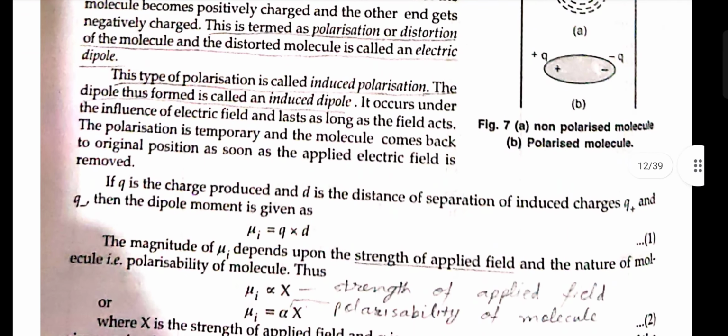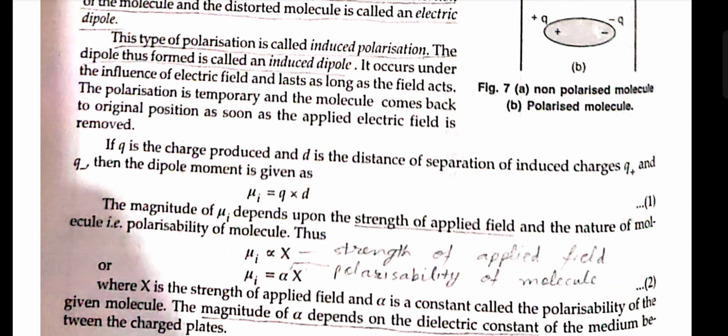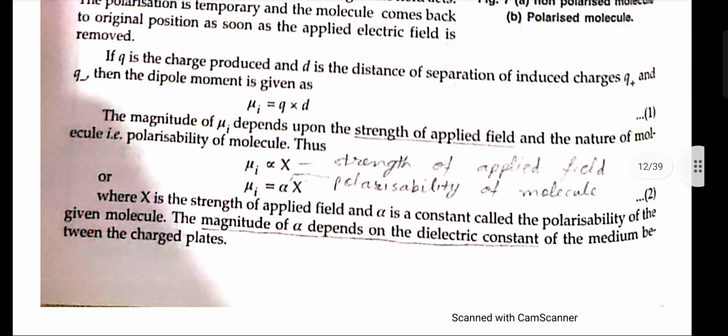It is represented as mu I is equal to q into d, where q is the charge, d is the separation, and mu I is the induced dipole. Mu I depends on the strength of the applied field and is directly proportional to it. To remove the proportionality sign, a constant alpha is used, called the polarizability of the molecule. The magnitude of alpha depends on the dielectric constant.